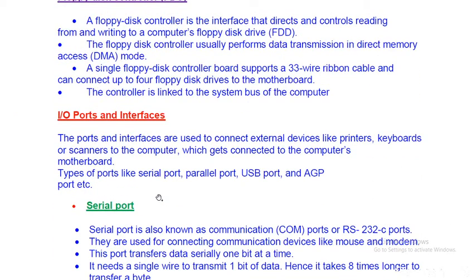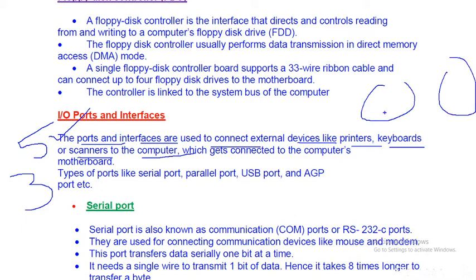Now, input output ports and interfaces. This is the most important question asked in the examination, a 5 marks question. We may expect a 5 marks or 3 marks question. So first understand what a port is. Ports and interfaces are used to connect external devices like printers, keyboards and scanners to the computer. All of you know that if I want to connect printers and keyboards, we require some connecting means. Such means are called ports and interfaces.